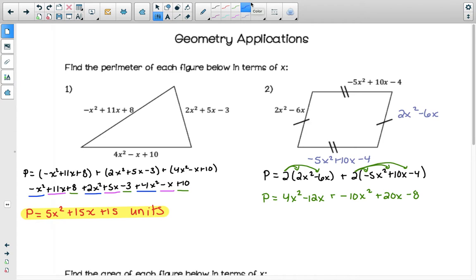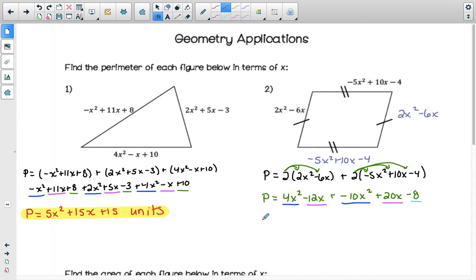We look for our largest exponent, which is a 2, and there's nothing higher, so we have a 4x squared here and a negative 10x squared here. Then we look for our x's, which we have a negative 12x and a positive 20x. And then we look for our constants, which we have a negative 8.